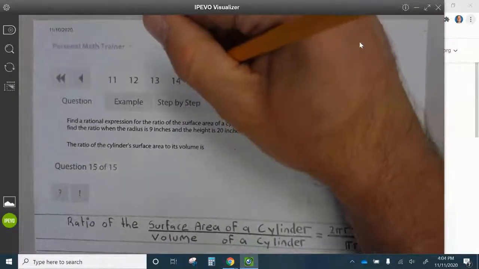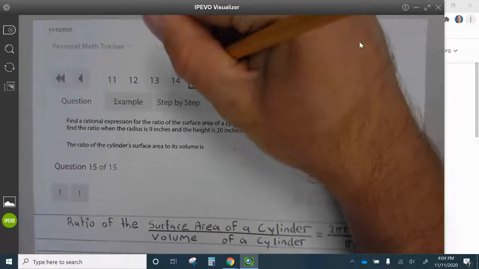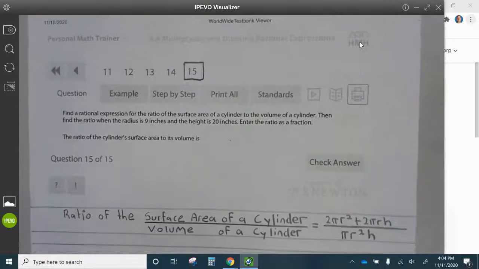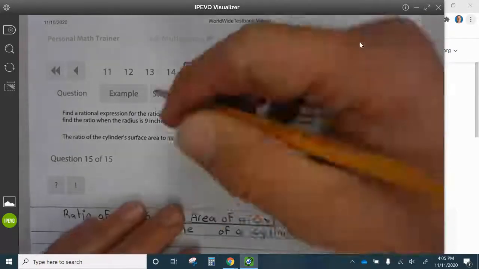All right? Last question, 15 of 15. Find a rational expression for the ratio of the surface area of a cylinder to the volume of a cylinder. Then find the ratio when the radius is 9 inches and the height is 20 inches. Enter the ratio as a fraction. The ratio of the cylinder's surface area to its volume is.